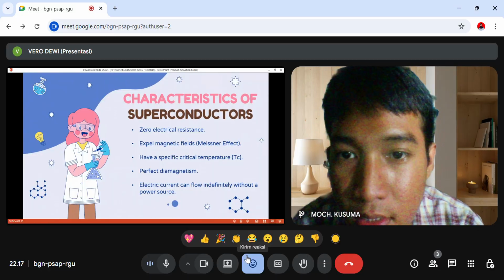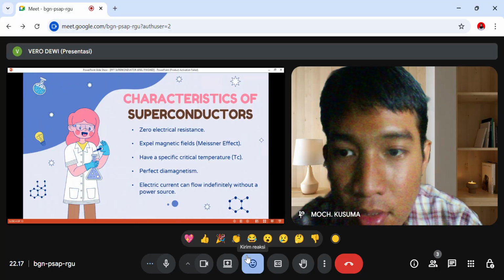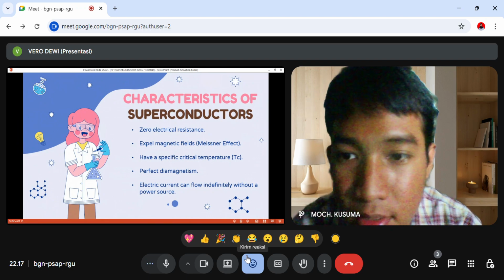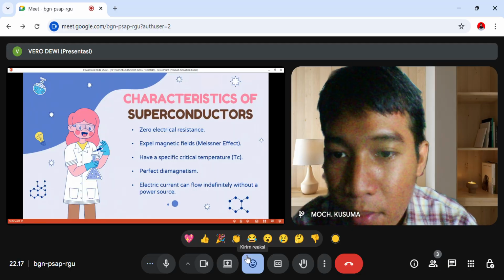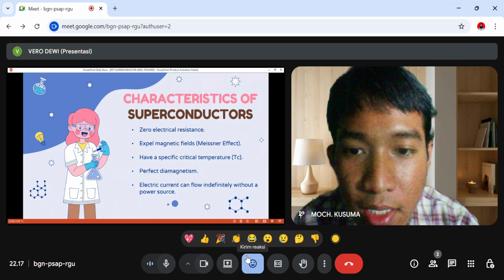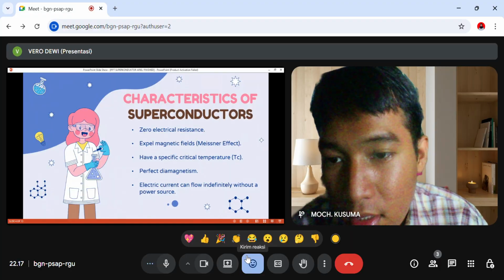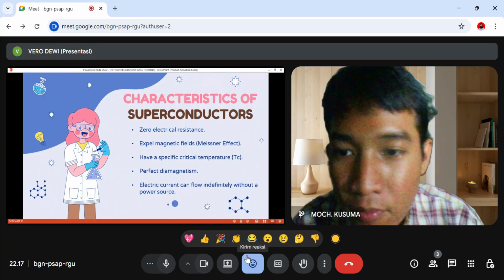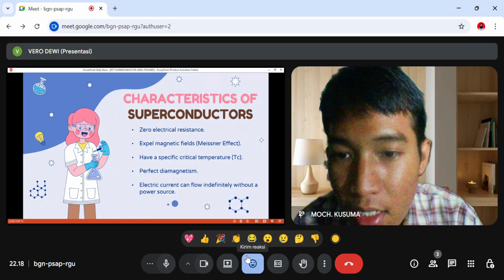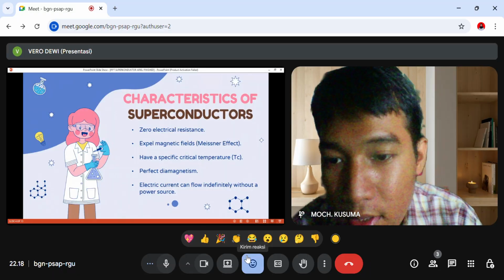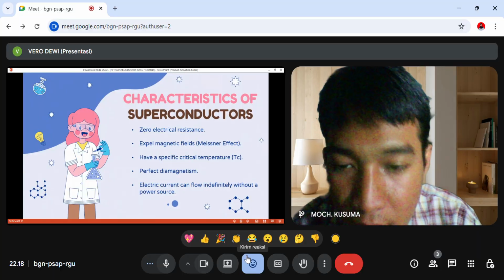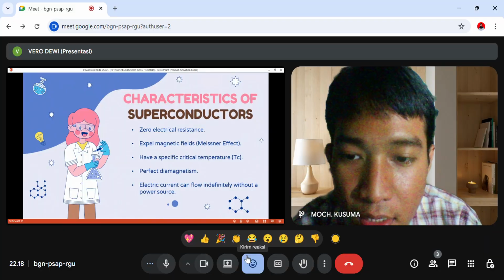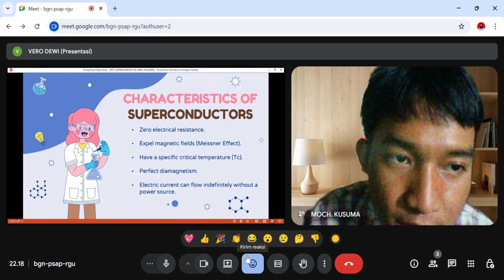Then, characteristics of superconductors. First, zero electrical resistance. Second, expel magnetic fields, or the Meissner effect. Third, have a specific critical temperature or Tc. Fourth, perfect diamagnetism. And fifth, electric current can flow indefinitely without a power source.